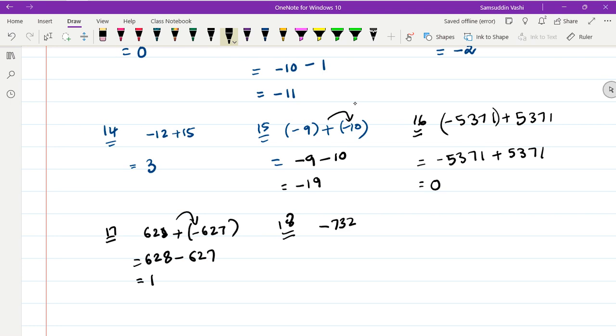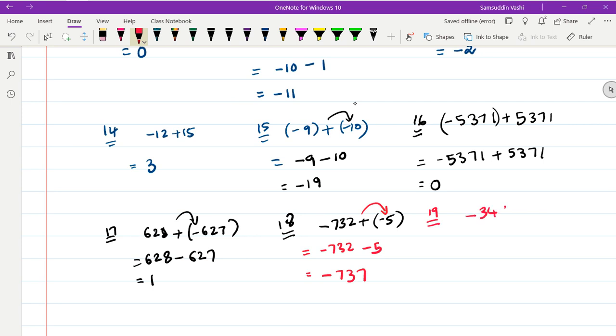18 now. Negative 732 plus bracket minus 5. What does it mean? Positive times negative is negative 5 and negative 732. I was in debt earlier, isn't it? And I borrowed 5 again. How much I'm in debt now? Negative 737. That's 18.